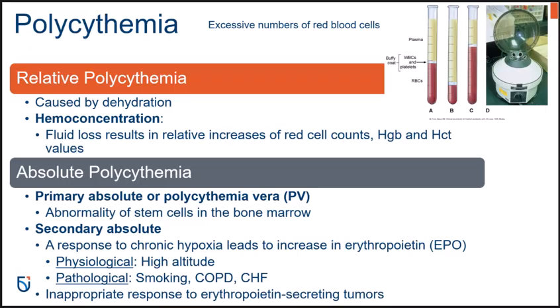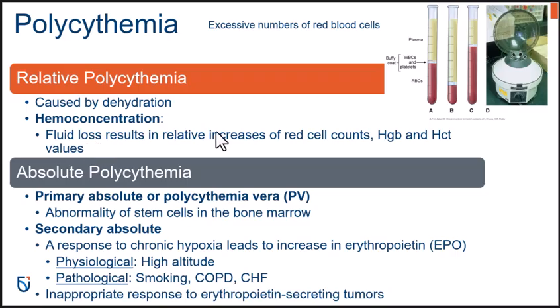We've spent quite a bit of time now talking about anemias, and now we're going to talk about polycythemia. Poly means many. With polycythemia, this is where there is an excess in the amount of erythrocytes within whole blood. There's relative forms and absolute. Relative polycythemia is caused by dehydration. It results from hemoconcentration of the blood from fluid loss.